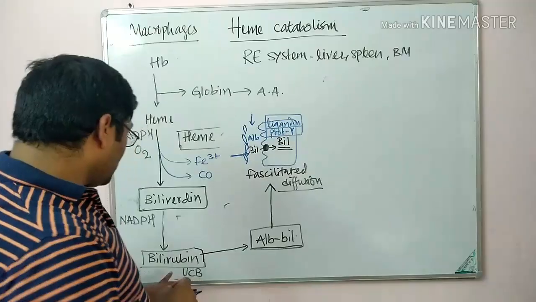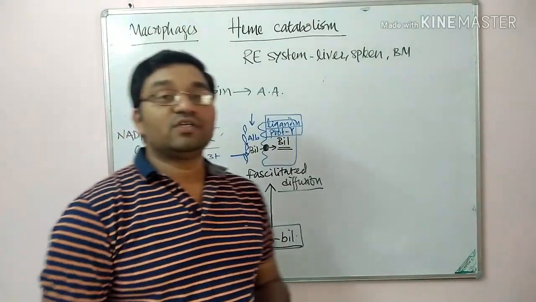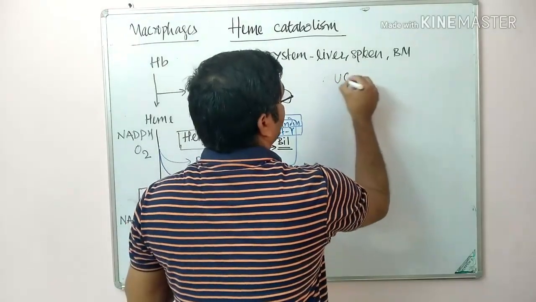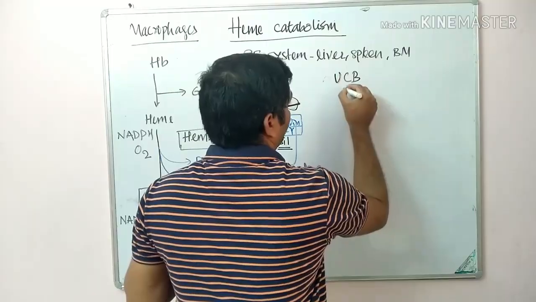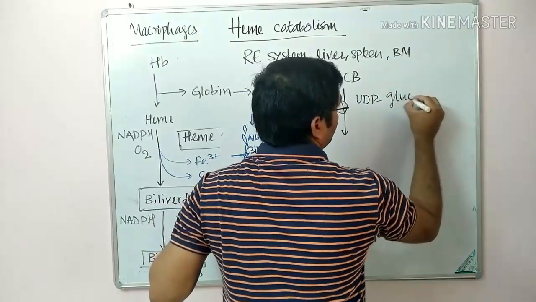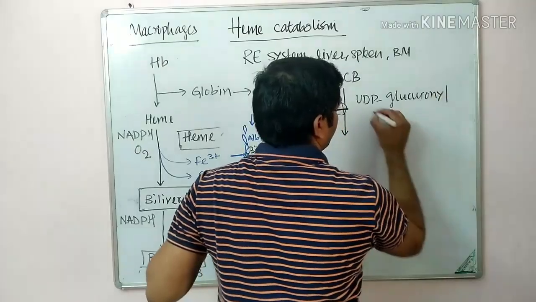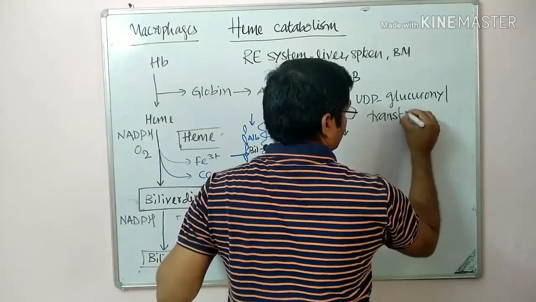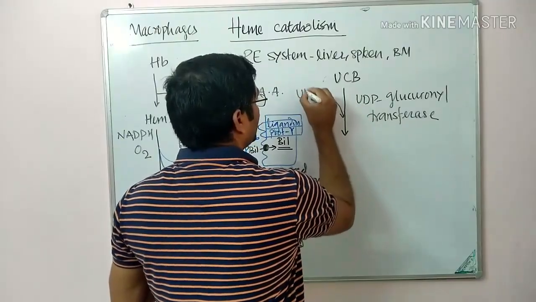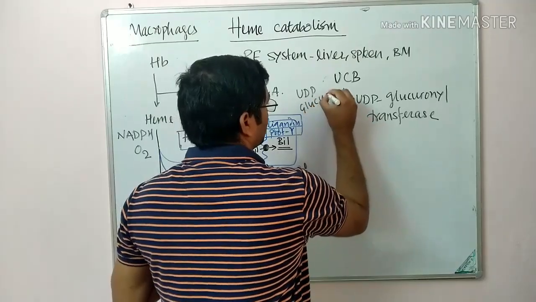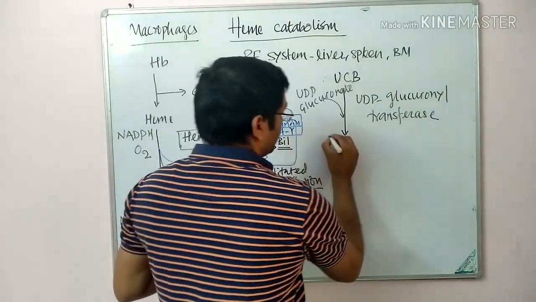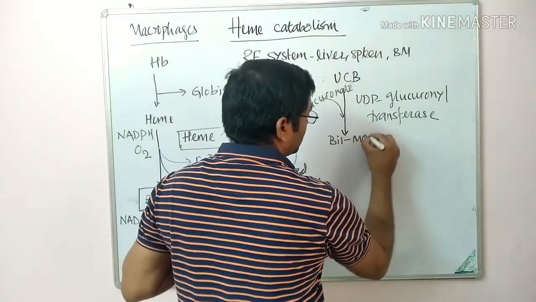In conjugation, this toxic unconjugated bilirubin gets converted into the water soluble conjugated bilirubin. So this one is the unconjugated bilirubin. With the help of UDP glucuronyl transferase, there is addition of one molecule of UDP glucuronate and it converts this bilirubin into bilirubin monoglucuronide.